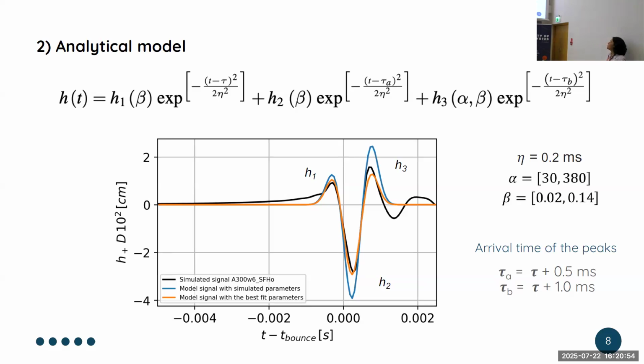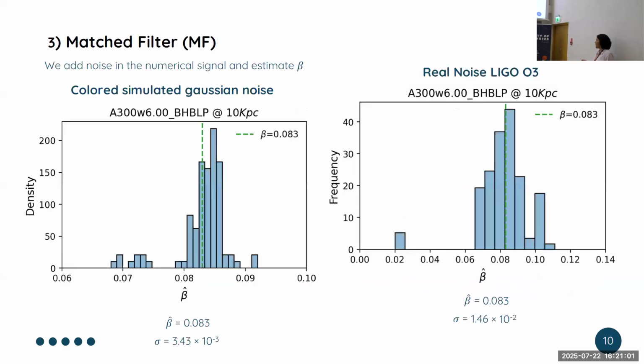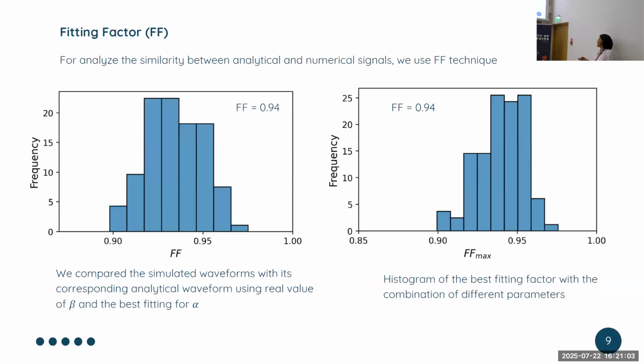The parameters that we choose are here, and with this data we can now obtain the comparison between the analytical model and the simulated model. When we compare them, we can obtain the fitting factor, and this fitting factor in the first histogram is the comparison between one numerical and one analytical waveform.